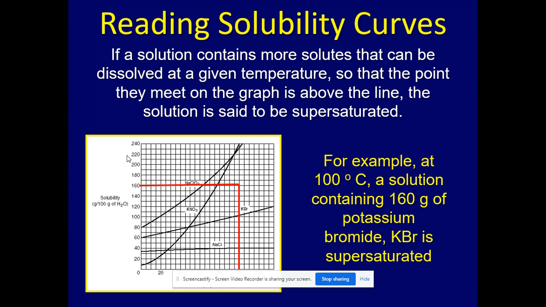You'll see questions asking what type of solution this is: unsaturated, saturated, or supersaturated. All you do is find the point, match up the temperature and the amount dissolved, and see if that point is below the line, it's unsaturated; on the line, saturated; above the line, supersaturated.